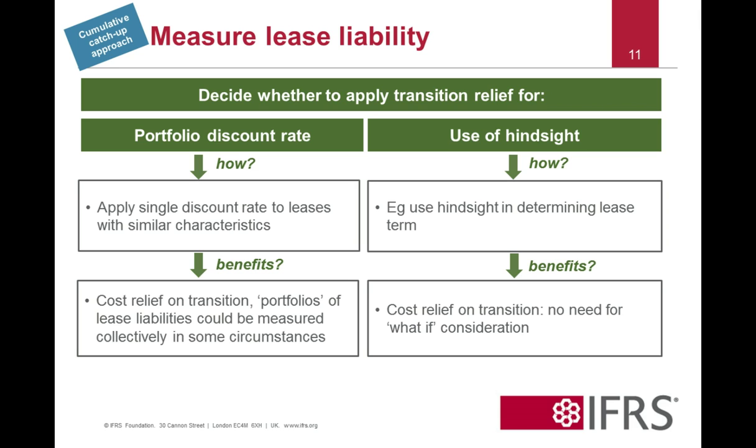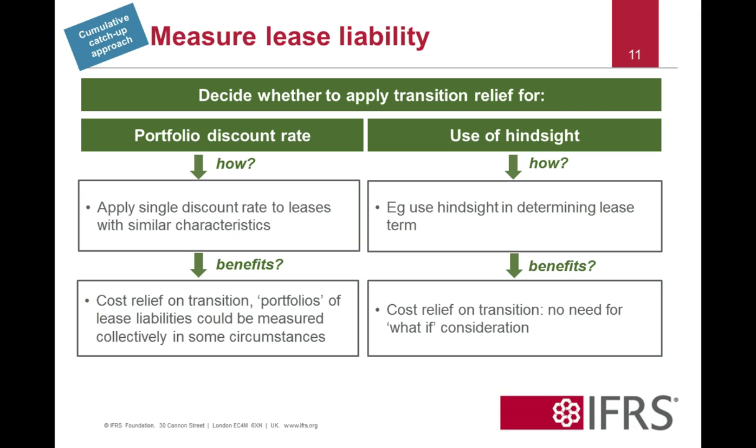So now, in terms of transition relief available when measuring the lease liability, there are a couple of things to mention, and both of these are optional. So first, a lessee is permitted to apply a single discount rate when transitioning a group of leases with similar characteristics. And by that we mean things like similar remaining lease term, similar underlying assets, and similar economic environments.